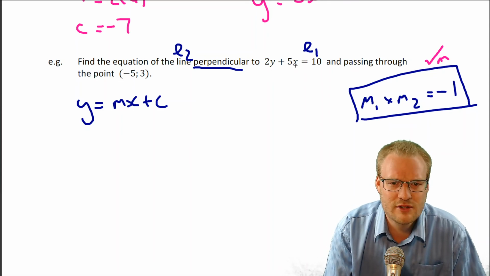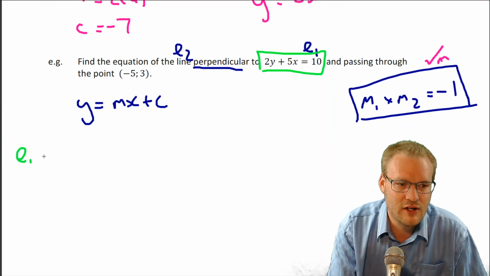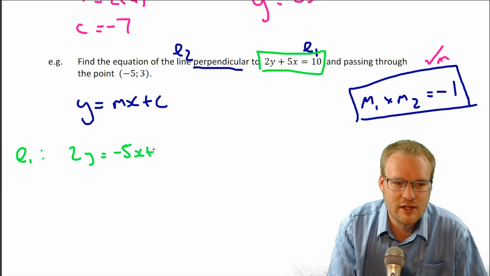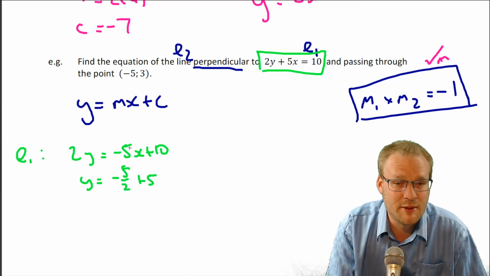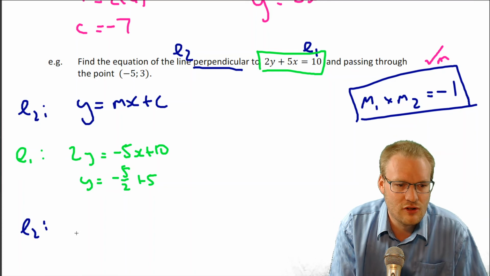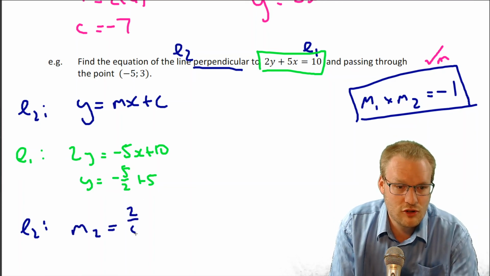Okay, cool, so y equals mx plus c, so for this line here, let's do this one in green, line 1. So for line 1, we've got 2y equals minus 5x plus 10. Divide everything by 2. Y equals minus 5 over 2 x plus 5. Remember, divide the entire side by 2. Okay, so for the line we're interested in, which is line 2, our gradient is 2 over 5.